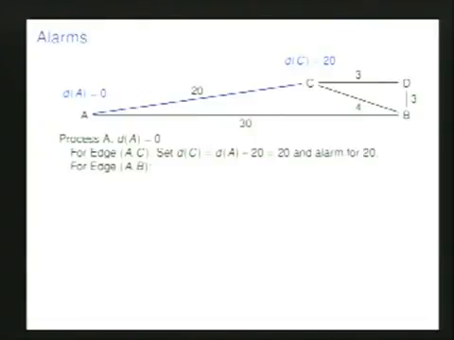Okay, now for edge AB. I look at that, and I set D of B to be D of A plus 30, because D of A is 0, so it's 30. So I set it temporarily. I say, well, I found a path of length 30 to B. So I'm just going to mark it down, just do some bookkeeping. But I'm going to set an alarm for 30. I know by time 30, I better be looking at B.